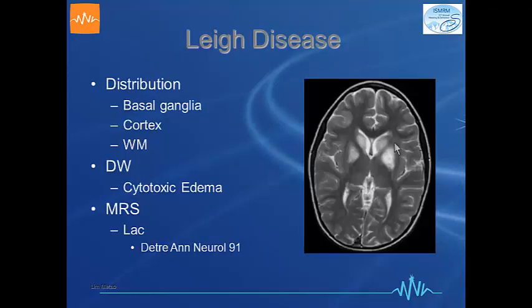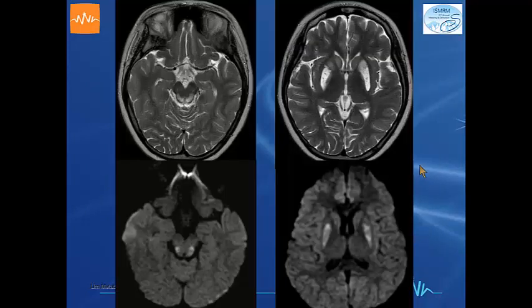So Leigh disease, typically bilateral symmetrical involvement with T2 prolongation of the basal ganglia and the globus pallidus. And diffusion-weighted MR image gives you cytotoxic edema with reduction in ADC. And lactate appears on the MR spectroscopy, which is a good marker for mitochondrial diseases.